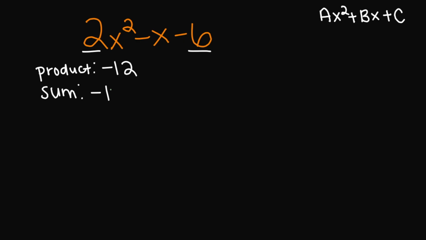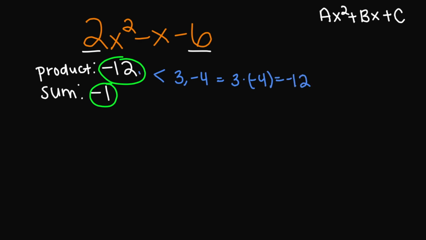So we need two numbers that when you multiply together give you negative 12. Those same two numbers when you add or subtract need to give you a negative 1. And the numbers that come to mind are a positive 3 and a negative 4. So if I multiply 3 times negative 4, this is going to give you a negative 12. And as you can see, this is what we're looking for right here. And then if I add 3 plus negative 4, this is going to equal a negative 1. And as you can see, this is what we're looking for right here. So the numbers again are a positive 3 and a negative 4. That's going to give me the product and sum that I'm looking for.